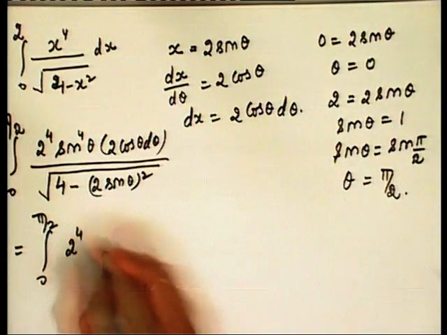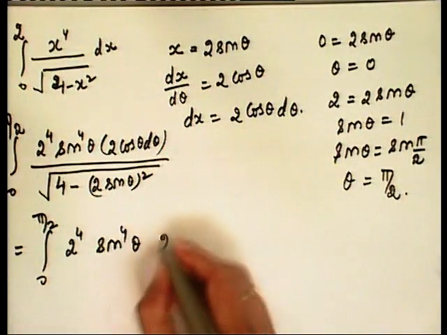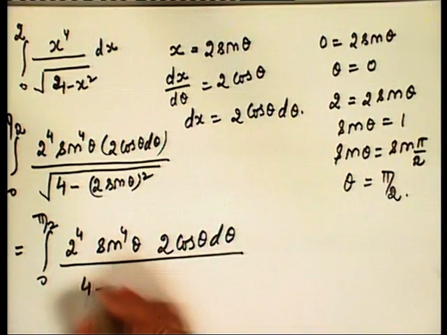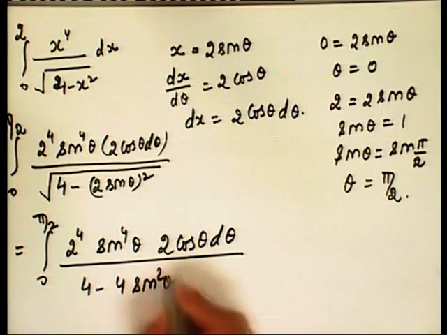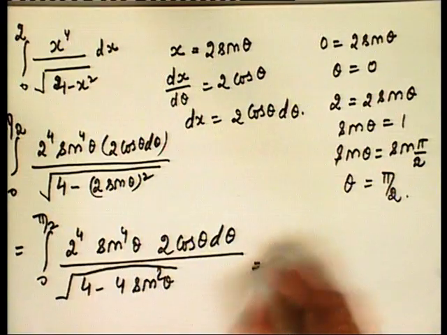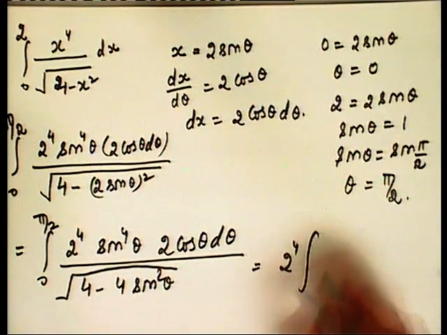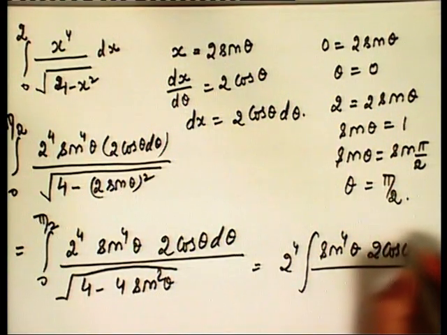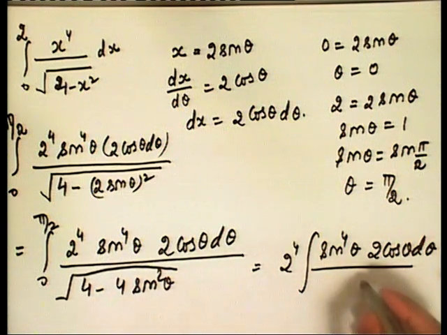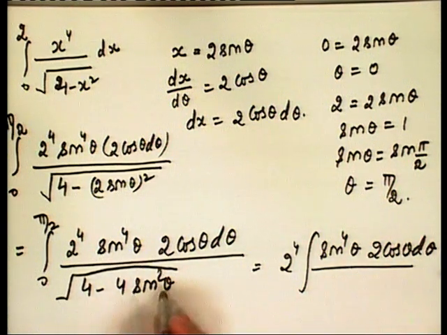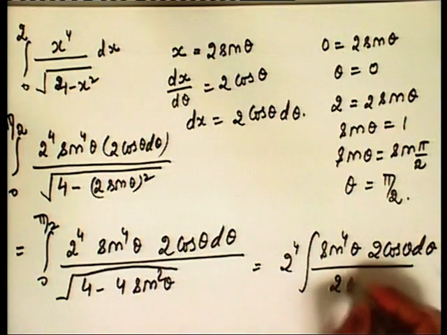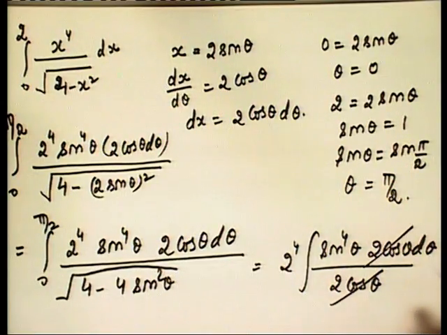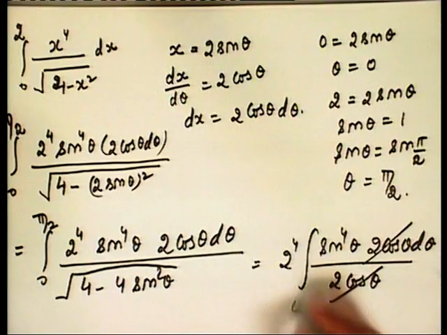2 raised to power 4 sin 4 theta 2 cos theta d theta, and under the root, 4 minus 4 sin square theta. In the denominator, 4 minus 4 sin square theta becomes 2 cos theta, and it will cancel. Now our question limits are 0 to pi by 2.